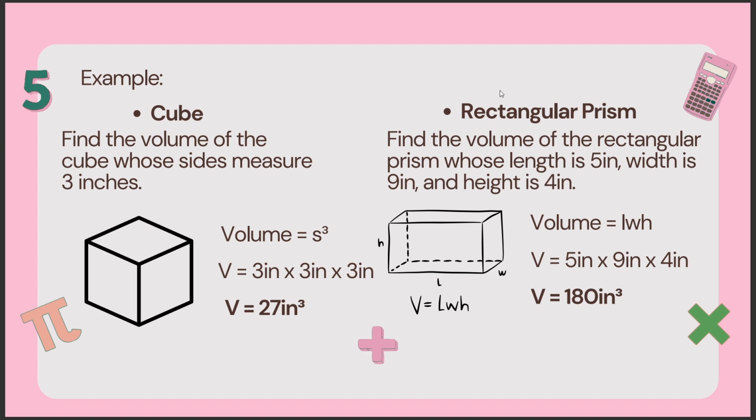Next, we have the rectangular prism. Find the volume of the rectangular prism whose length is 5 inches, width is 9 inches, and height is 4 inches. So, we have here our formula. Then, i-substitute lang natin. So, 5 times 9 times 4, volume equals 180 inches cubed.